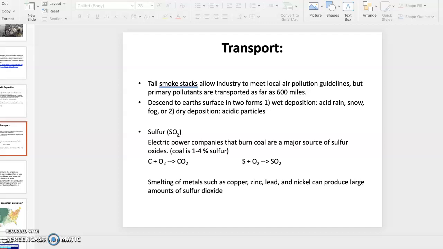So, tall smokestacks will allow the industry to meet local air pollution guidelines. You'll see these smokestacks in industrial areas. And so, moving on, sulfur, a lot of the times it's called SOx, and that like NOx, it's SOx. This is going to be where electric power companies burn coal are a major source for sulfur oxides. And then smelting of metals like copper, zinc, lead, and nickel will produce a lot of sulfur dioxide.